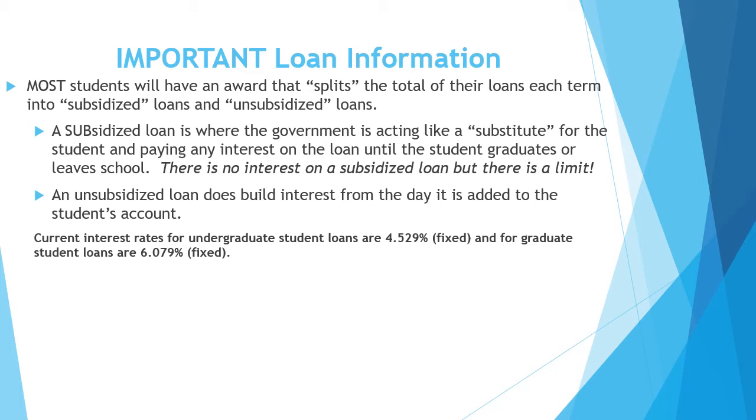Now, when you're reviewing your loan eligibility, generally you're going to see your loans divided into two different kinds of loans. Part of your loan eligibility will be in a subsidized loan, and part will be in an unsubsidized loan. Essentially what that means is on the subsidized loan, the government's actually waiving or paying the interest for the student while they're in school. So that subsidized loan does not build any interest while the student is in school.